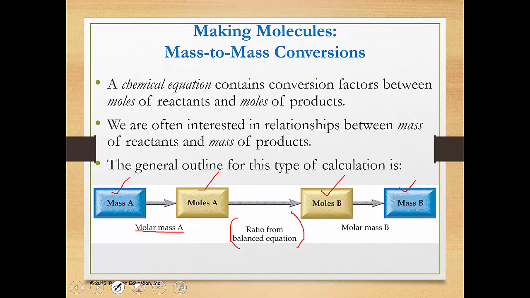Okay, so I need a periodic table and I need a balanced equation in order to do this. I use the ratio to convert to moles of B. Now I calculate the molar mass of B and use that to get myself back to mass of B that I'm looking for. Okay, so remember this layout, mass to moles to moles to mass.